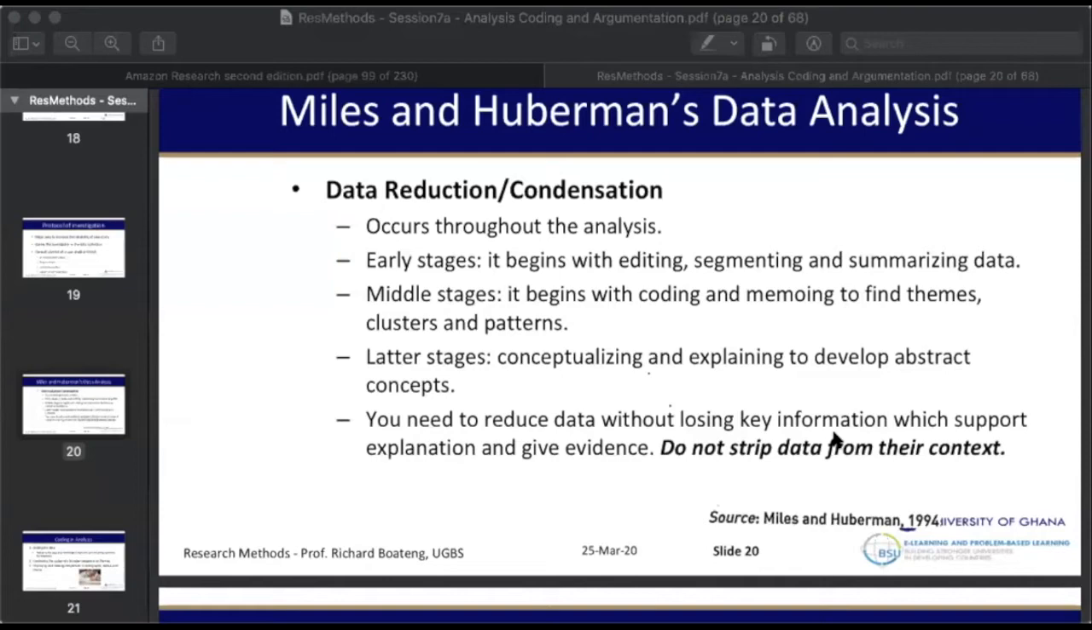That is why in research we don't go jumping to the final level in the data you are hearing. Take your time. Don't strip the data from its context. Who is the one talking to you? What is the person saying? How is he saying it?